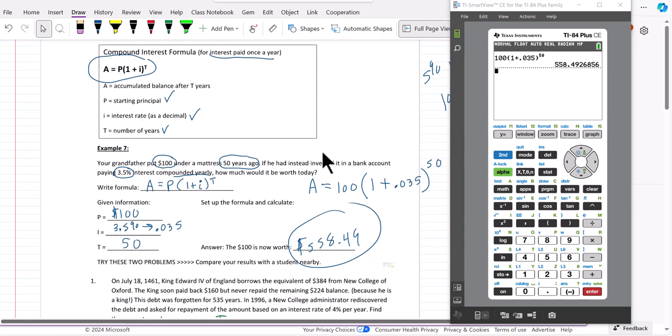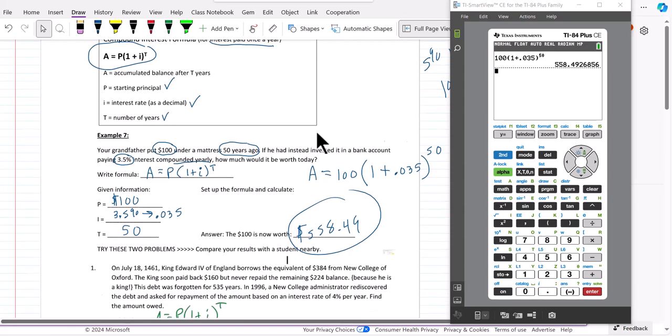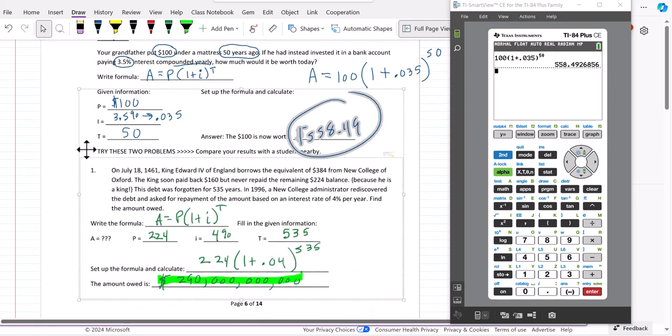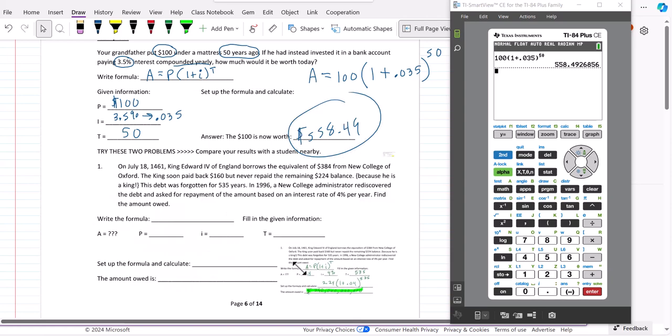All right, do you guys understand how that formula works? Everybody good? The formulas that we're going to learn will get increasingly complicated, particularly when we get into the mortgage formula and that kind of thing.